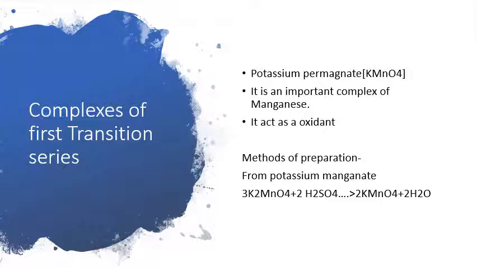First we talk about potassium permanganate. It is an important complex of manganese, the middle element of the first transition series. It acts as an oxidant. It is a strong oxidizing agent which can be used in the laboratory for volumetric analysis.